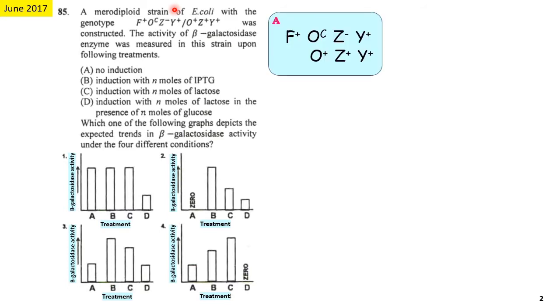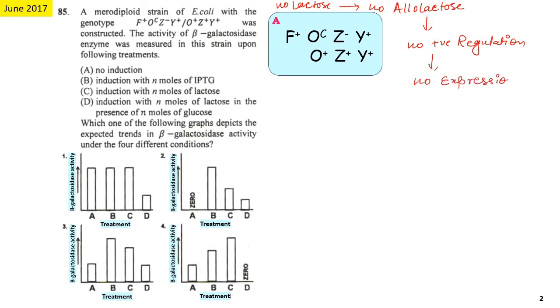So one by one we will discuss all the experimental conditions. First of all, in the first condition, there is no induction. No induction means no lactose. No lactose means no allolactose. No allolactose means no positive regulation. And no positive regulation means no expression. No expression of what? No expression of lac-operon genes.